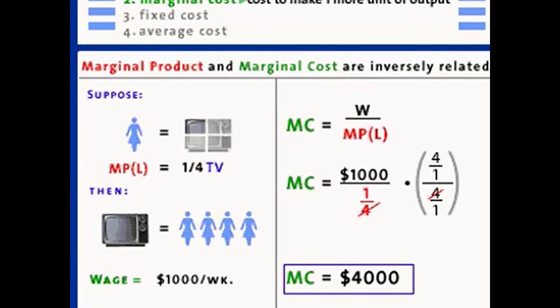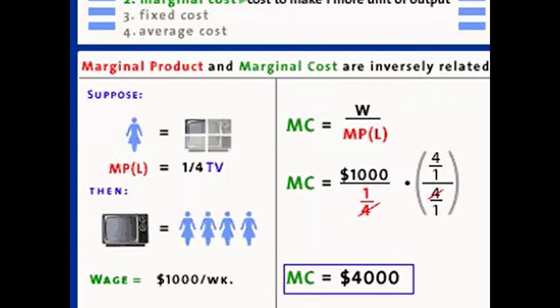I hope I've made this clear, that cost and productivity are reciprocals. The marginal cost is the reciprocal of the marginal product. In fact, it's quite precise. The marginal cost is equal to the wage divided by the marginal product of the next worker.